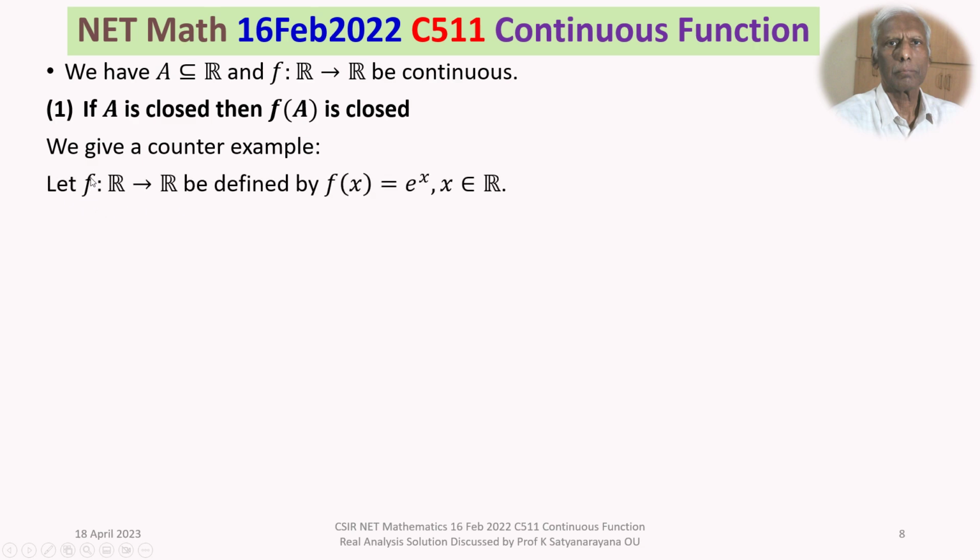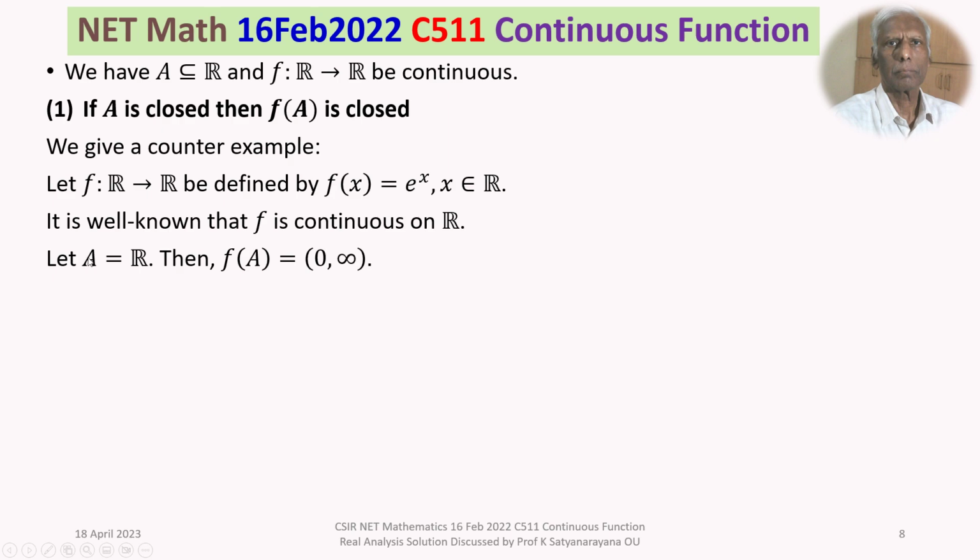We take, let f be a map from R to R defined by f of x is equal to e power x, the exponential function, x belongs to R. It is very well known that exponential functions are continuous functions. So it's a well known result that f is continuous on R. Agreed. Now let A be the whole of the domain, that is R.